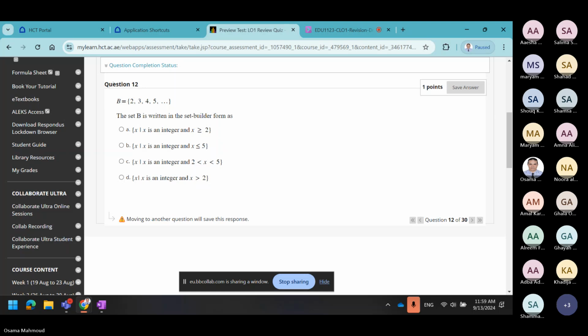Now, if you have B like this one, the set B written in the set builder. Set builder, remember you have inequality, right? You have 2, 3, 4, 5. This is natural numbers, right? Yes. Or integers, you can say integers. Integers greater than or equal to 2. So the right answer is this one, right?